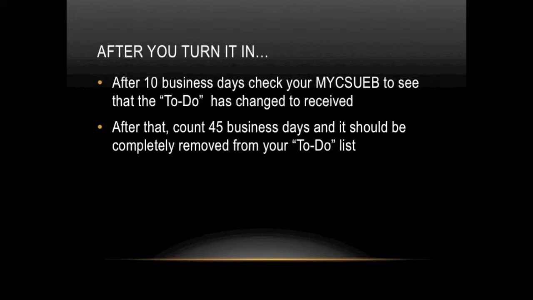After you have mailed and faxed your forms, you count 10 business days and the form should have been received by our financial aid office. To check this, you can log back into your MyCSUEB. When you click on the details of the to-do, the status of your form should have changed from initiated to received. After you have verified that, you count 45 business days from that date, and it should be completely removed from your to-do list.